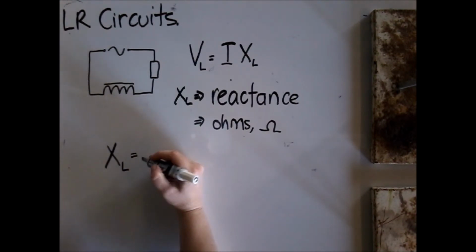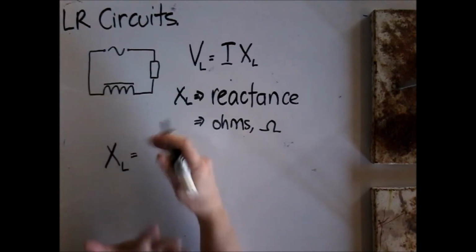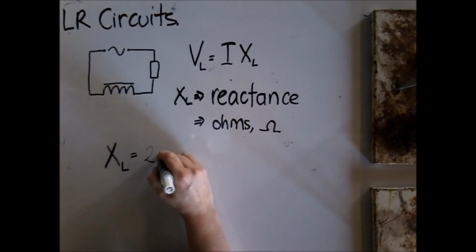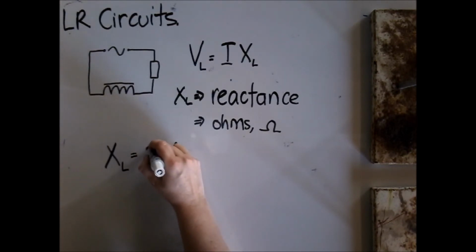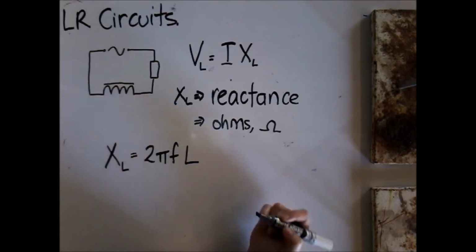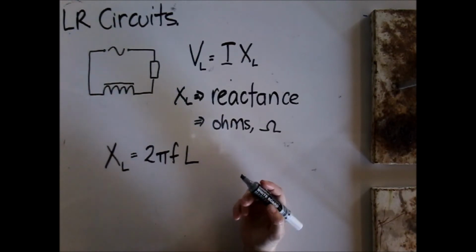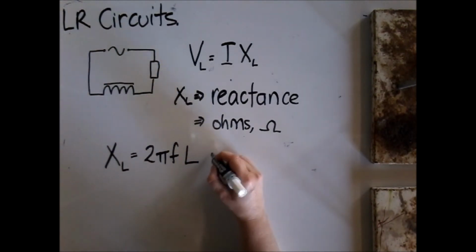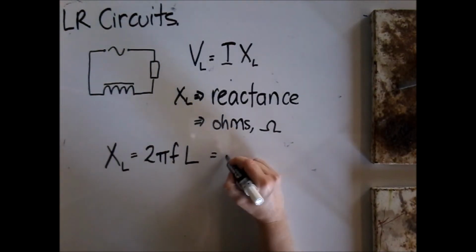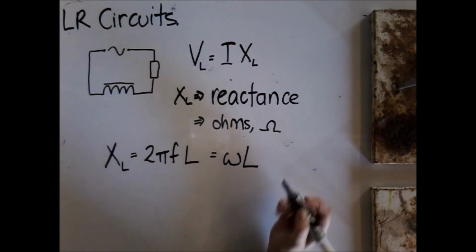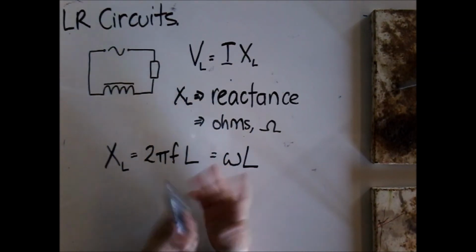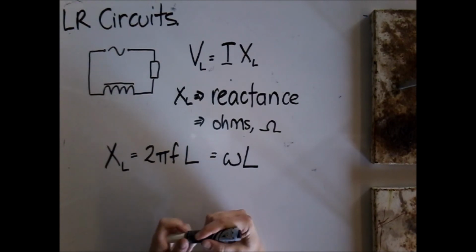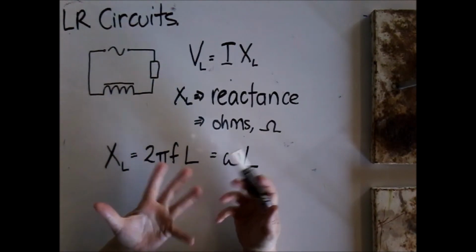And just like it was 1 over 2 pi f C, what you're going to get is 2 pi f L, where L is the inductance of the inductor measured in henries. And because omega equals 2 pi f, we can say that XL equals omega L. As omega changes, as the frequency of the power supply changes, so will the part of an inductor that acts like a resistor, the reactance of the inductor.